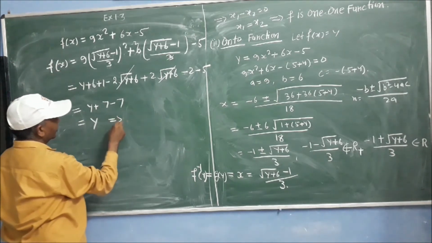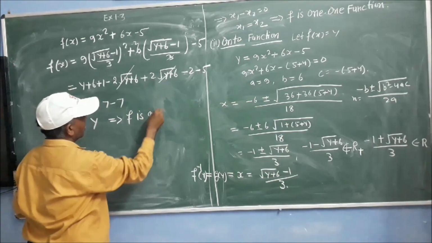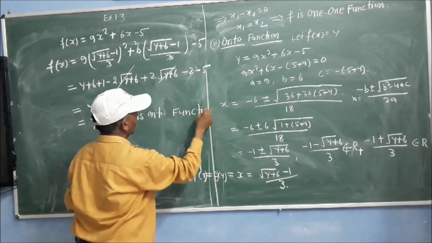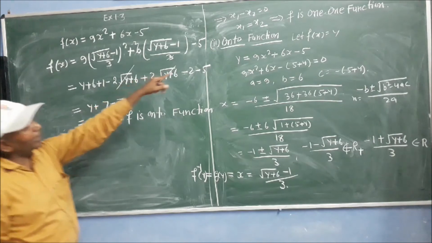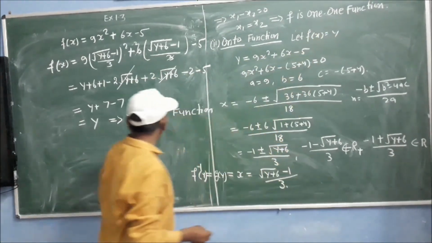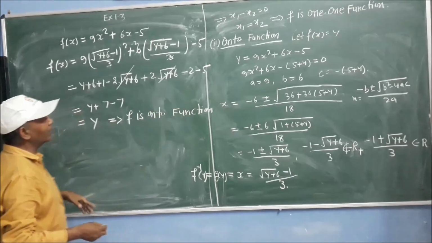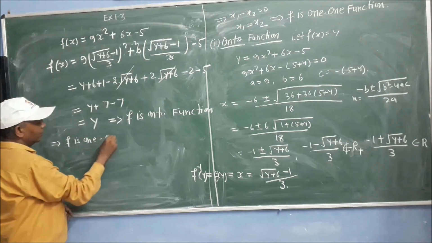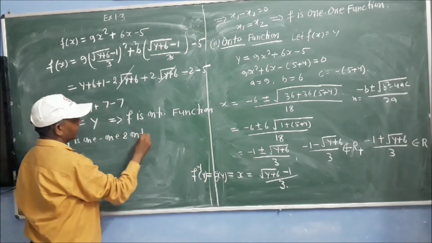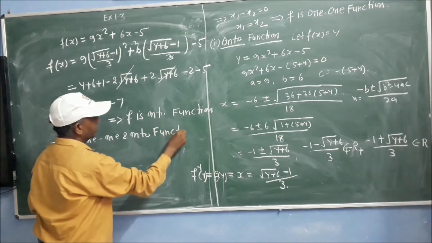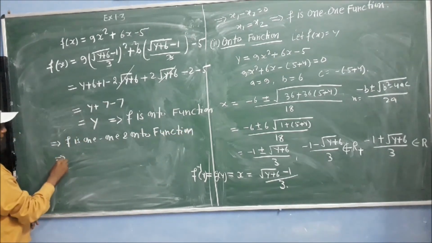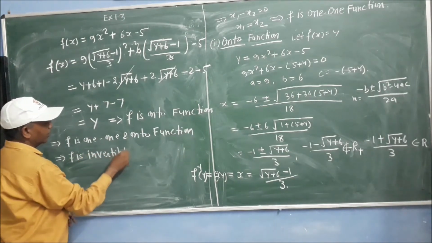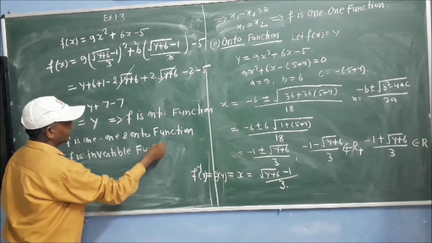So you have proved that f(x) is equal to y. That means f is an onto function. We have proved earlier that f is one-one, and here we have shown that f is onto. So f is one-one and onto. This implies f is an invertible function. Hence f is an invertible function.